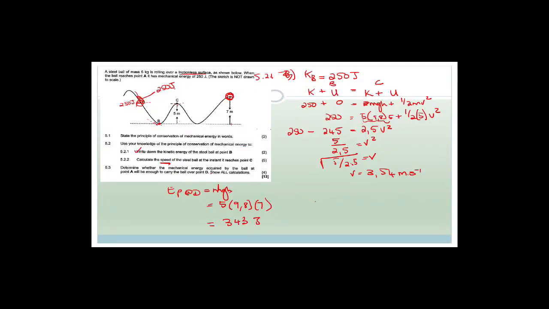So it says determine whether the mechanical energy acquired by the ball at point A is enough to carry the ball over point D. Guys, it's not even a get to point D. This is the potential energy required to get to point B, is 35 times 9.8. At A, we only have 250 joules. This is what is needed to get to point D. So in this point D is, yeah, D. So therefore, it's not even going to reach that velocity at that height, never mind have enough energy for kinetic energy and speed.